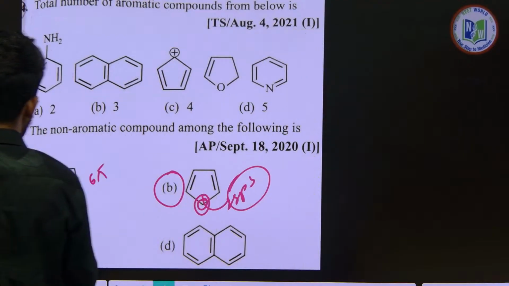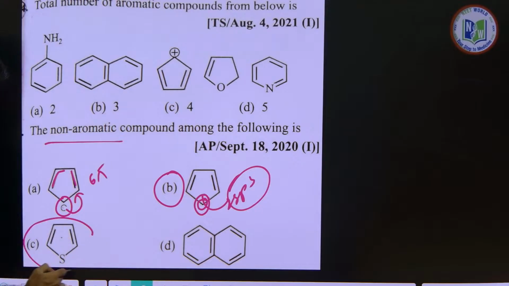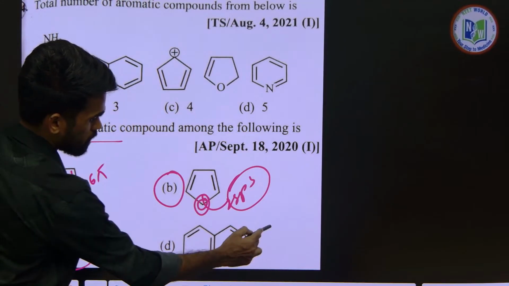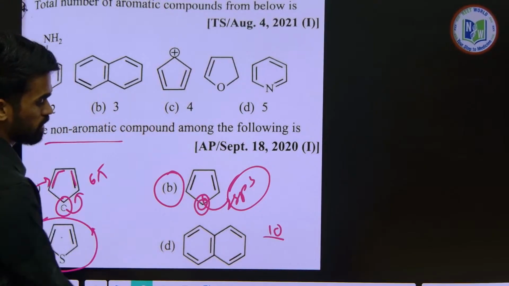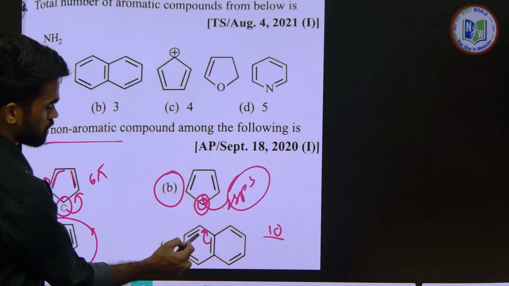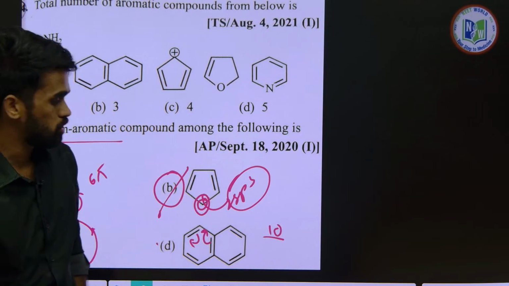Option A is aromatic. They are asking non-aromatic compound, right? Similarly, this is thiophene. So thiophene also aromatic, same story as option A. And this is naphthalene, which is having, see, 10 pi electrons are there. Huckel rule is satisfied with planarity and sp2 hybridization. Complete conjugative positions are there here. So this is aromatic. So only B is not aromatic. You can choose B.